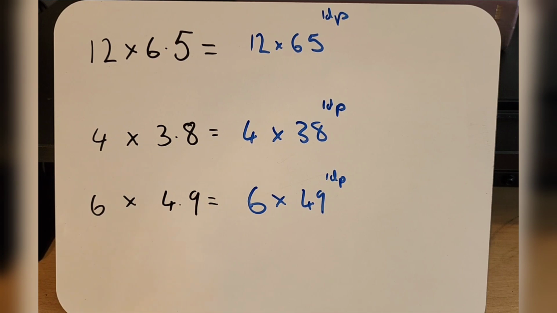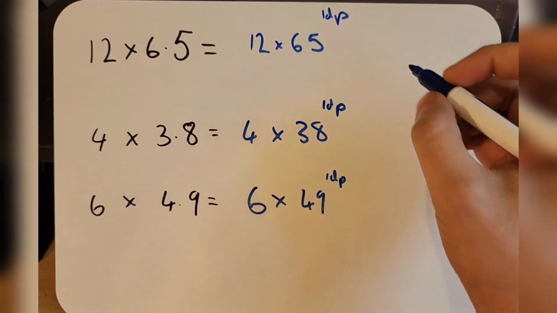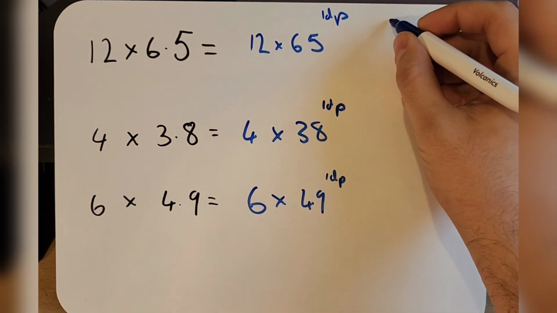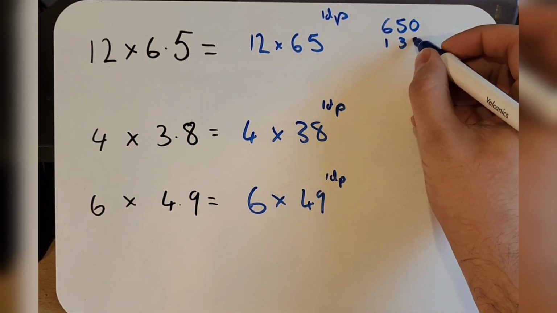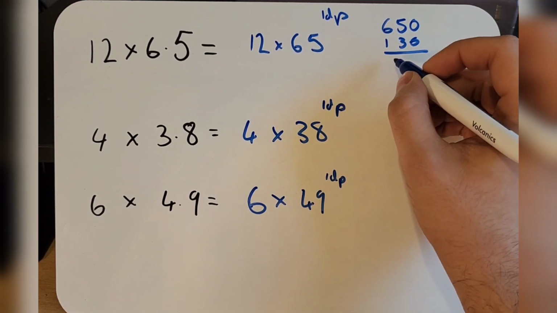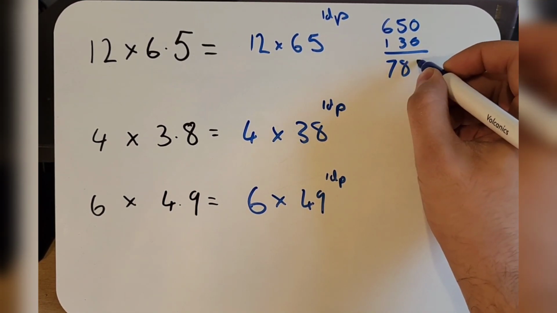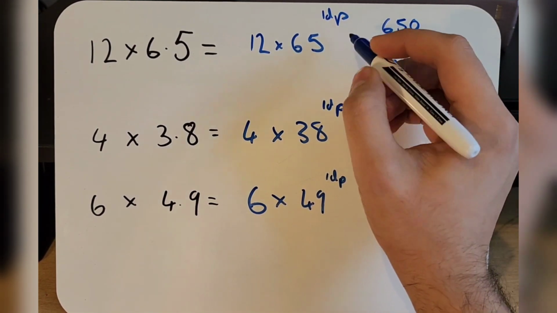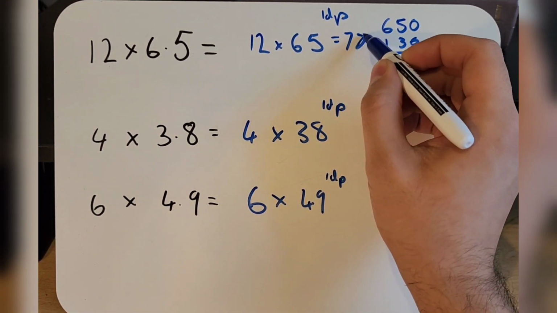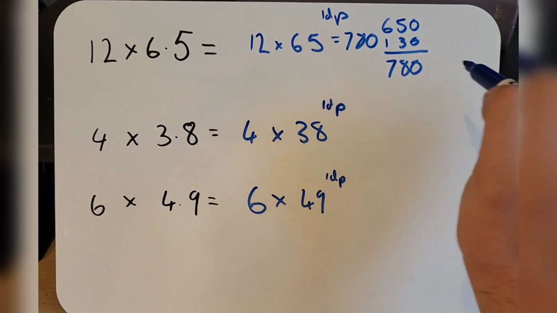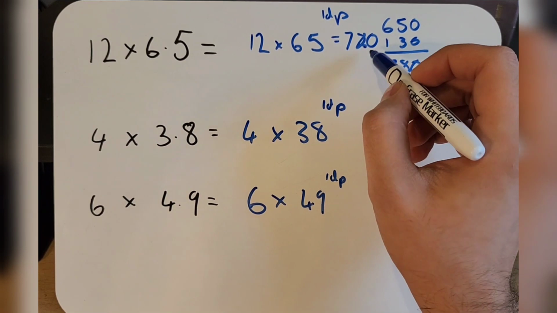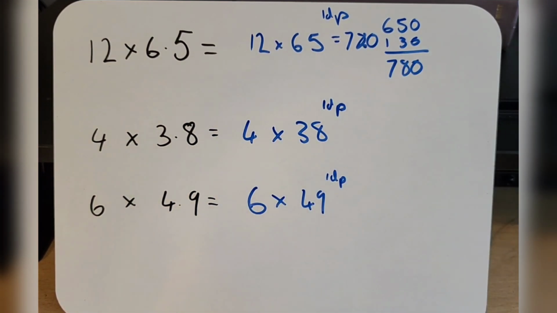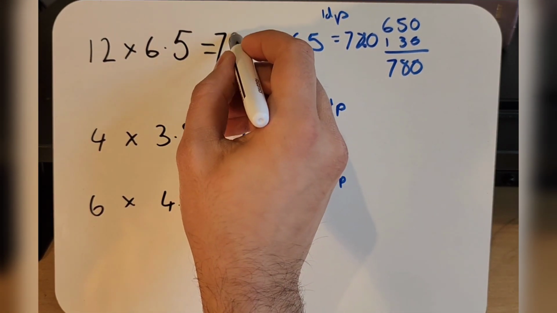As many of you know, I'm a big fan of partitioning, so I would do this by partitioning. 10 times 65, 650. 2 times 65, 130. That would give me an answer of 780. Okay, now in this answer, 780, the thing I need to be mindful of is that I need to give it one decimal place. So here, I've got 1 dp, so I need to give this back one decimal place, and therefore my answer to the original question is 78.